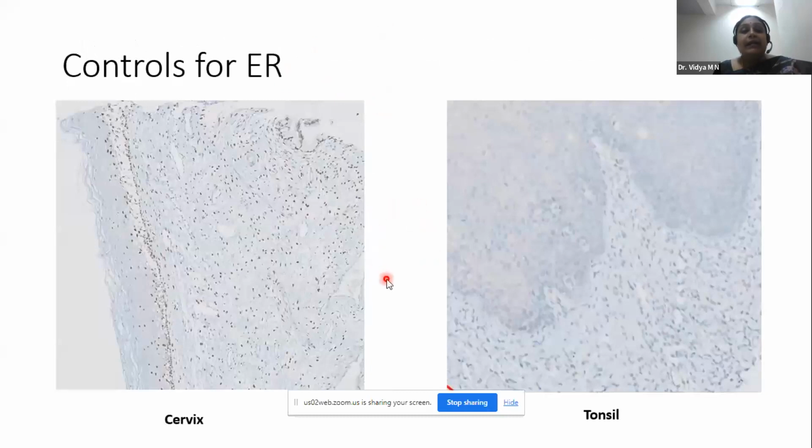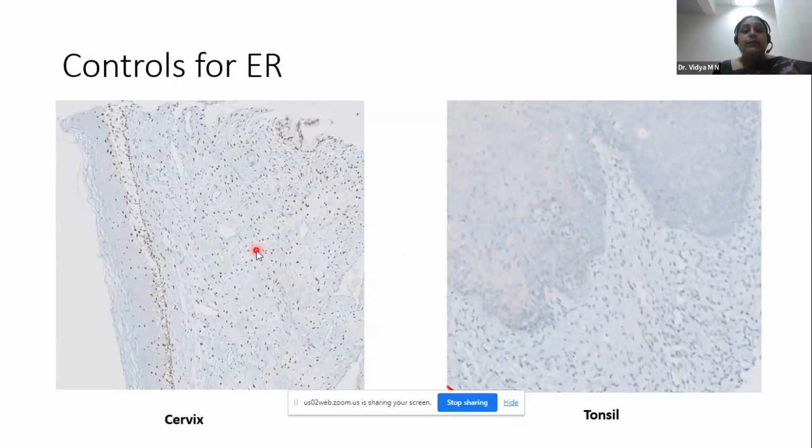Now ASCO CAP guideline recommendation for your ER control is cervix. Many people I have seen use either fibroadenomas or benign breast tissues, and some people even use very strong Allred score 8 breast carcinoma cases, which should not ideally be used. When you're doing standardization of your ER, you need to use cervix. You can see that the ectocervix shows some basal staining here, and the stromal cells of the cervix also show it, and here the endocervical lining also shows some expression. But when it comes to tonsil, it shows a very low level of expression in occasional cells in the surface epithelial lining. So this is how you're going to standardize for your ER control.